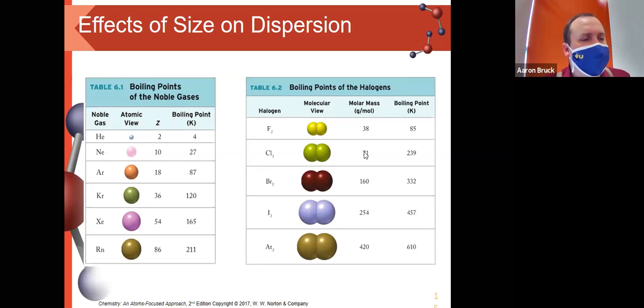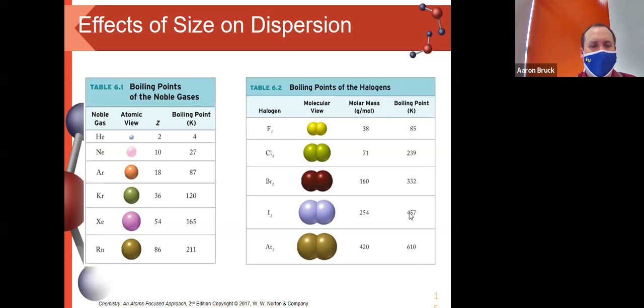So if we look at size, here we are comparing size versus boiling point, and we can see that as our noble gases get larger, so do our boiling points as a result. And this is true not only for atomic gases, but also molecular gases as well. The bigger the molar mass, the greater the boiling point.